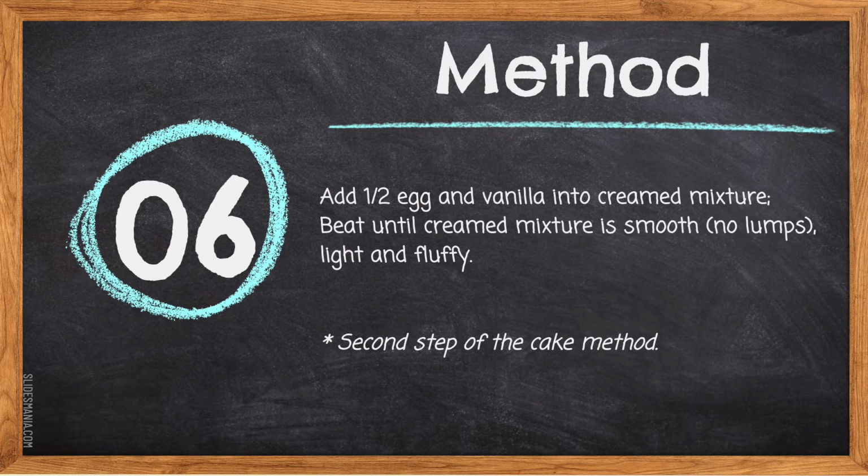Step 6. Add half egg and vanilla into cream mixture. Beat until cream mixture is smooth, no lumps, light and fluffy. This is the second step of the cake method.